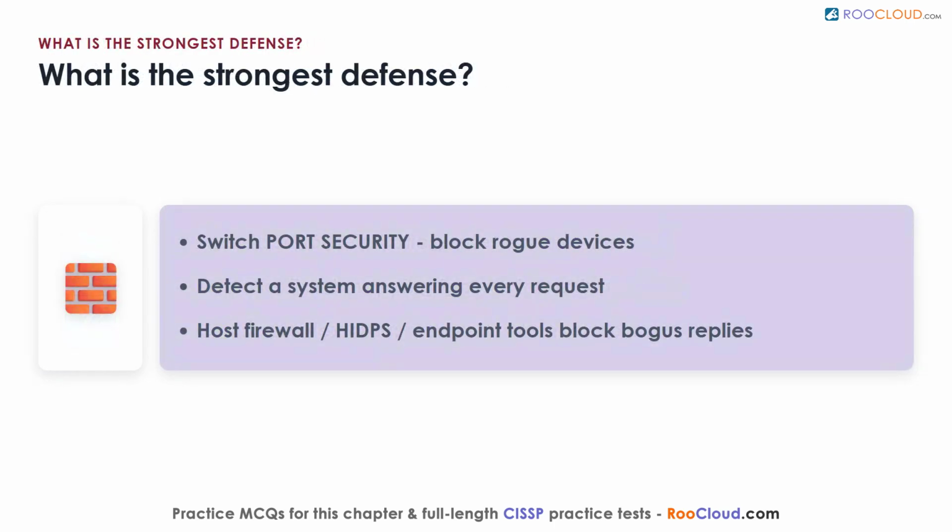What is the strongest defense? Controlling the switch. The best protection is port security on the switch, which can block communication from unknown or rogue devices and detect a system that is answering every request. Beyond that, a local or host-based firewall, a host intrusion detection and prevention system, or dedicated endpoint tools can block unrequested replies and announcements. Purpose-built monitoring tools also exist to watch for this exact abuse. Layer these together, lock the switch ports first, then add host-level detection so a lie on the wire gets caught, even if it slips past.